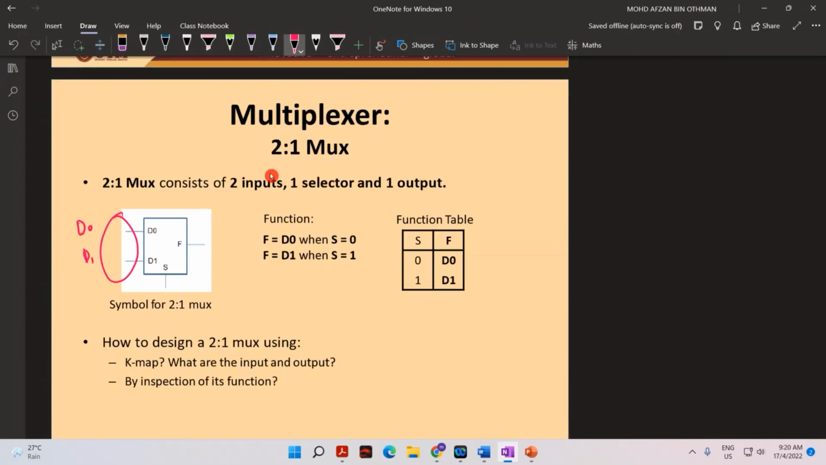1 selector, so this is your selector. Kita panggil denoted dia sebagai S0, and 1 output F. So this is your output. Okay, so let's look at the function here.